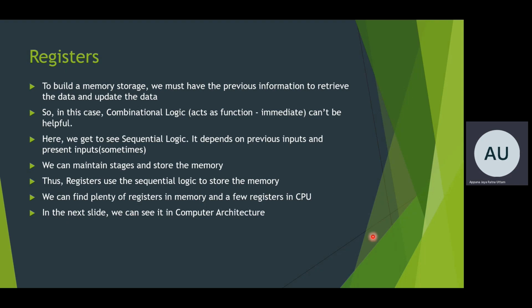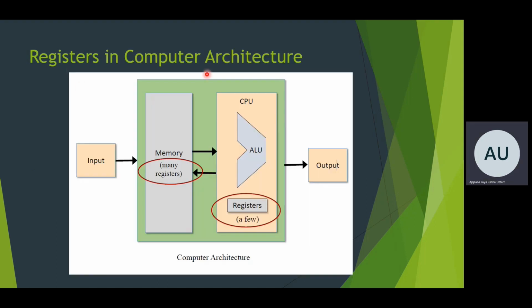In the next slide, we can see the computer architecture. Here is the input and here we get the output. The first part which interacts with the input is memory, and the CPU consists of the ALU and also a few registers, as discussed earlier. Memory and CPU are interconnected and communicate with each other. In memory, we can find many registers, and in the CPU, we can find only a few registers.